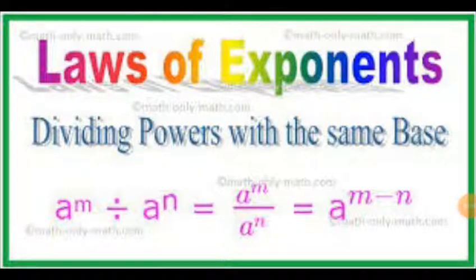Next rule, a power m divided by a power n. Here also the base is the same, but the power is different, and also it is divide. If divide is given, we write the base one time: a power m minus n. If it is multiply, add the powers. If it is divide, we subtract the powers. Okay, m minus n, a power m minus n.